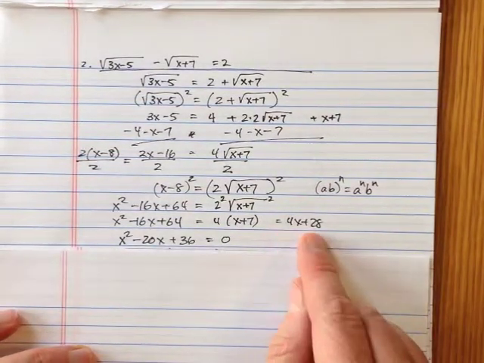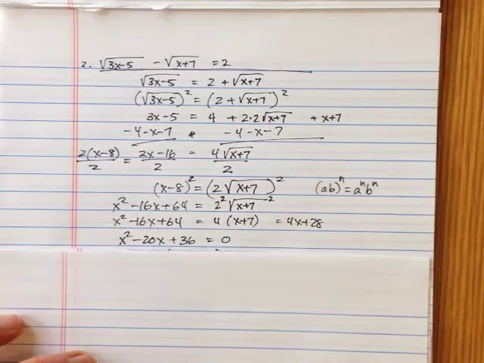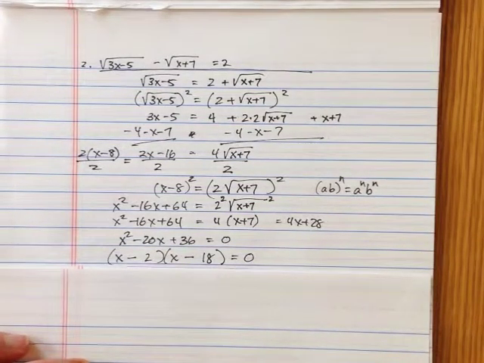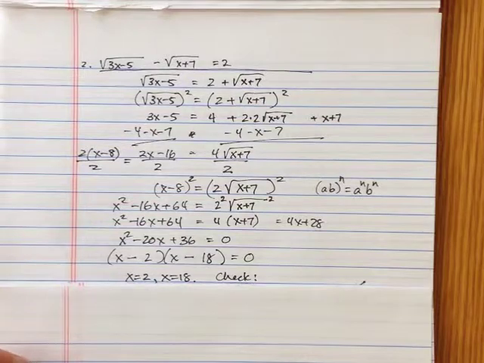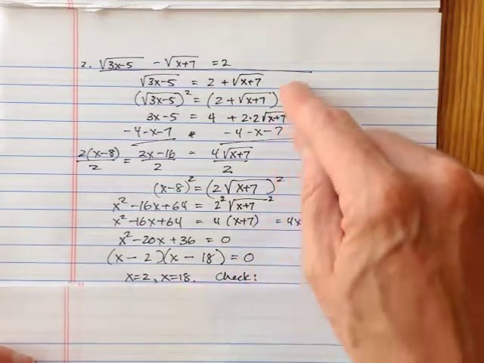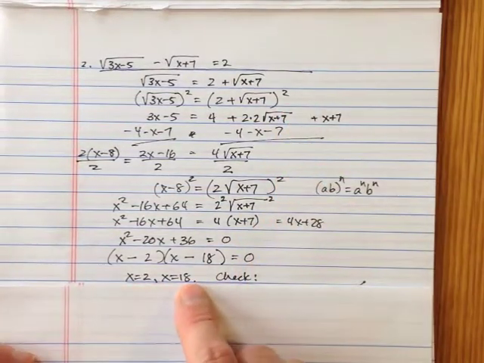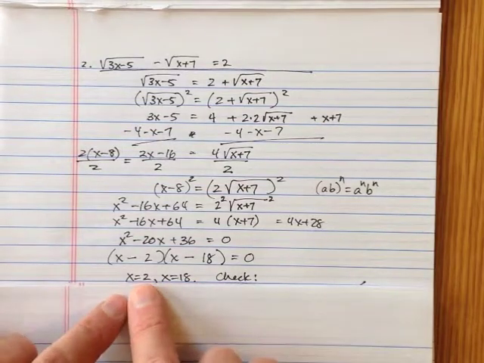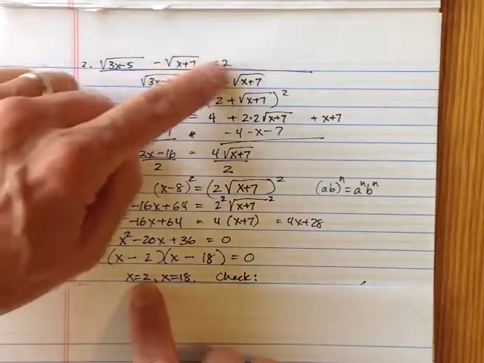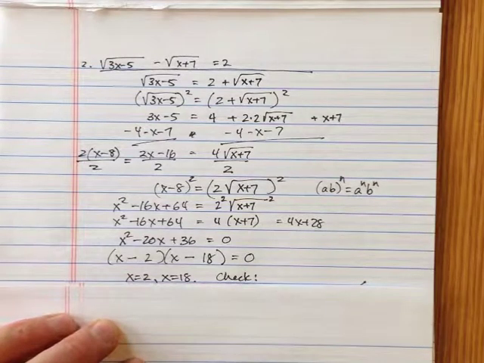I subtracted the 4x and the 28 and got here. I was able to factor that. I got x equals 2 and x equals 18. But because I squared equations, these could be solutions to other equations. I've got to check that x equals 2 actually works in the original equation and that x equals 18 works. So let's see.